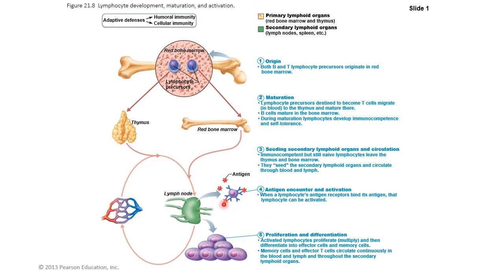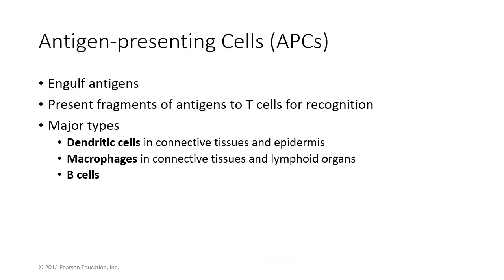And when a lymphocyte's antigen receptor, you can see it here, there's a little Y sticking off, binds to the antigen, the lymphocyte is activated. And in the case of the B lymphocytes, they proliferate and they differentiate. They proliferate, and that means they make many of themselves, they multiply, and then they differentiate into effector cells and memory cells. And the memory cells and effector T cells circulate continuously in the blood and lymph and throughout the secondary lymphoid organs. So there's how your populations develop from that one cell that's activated.